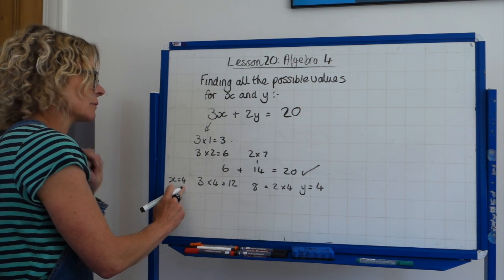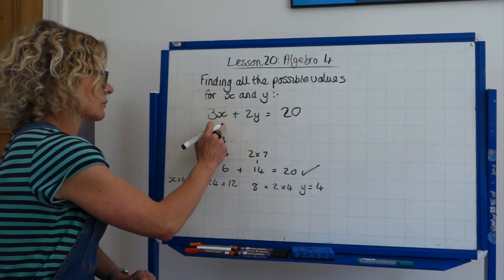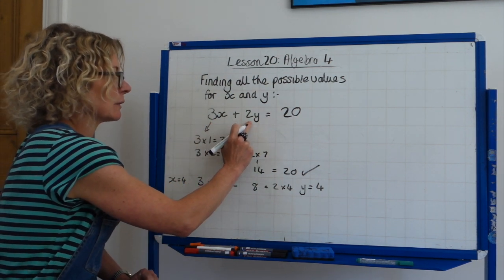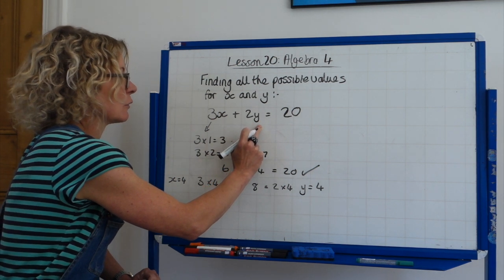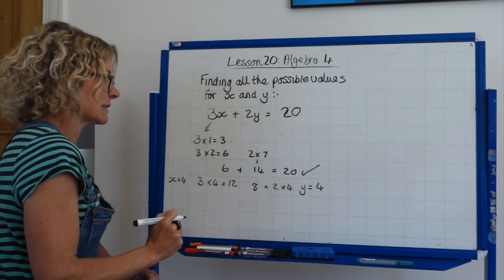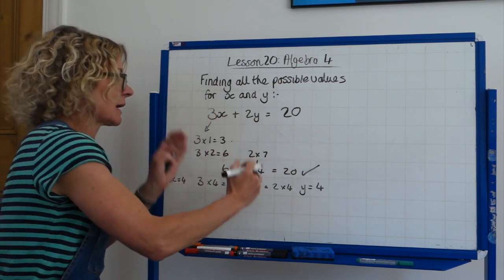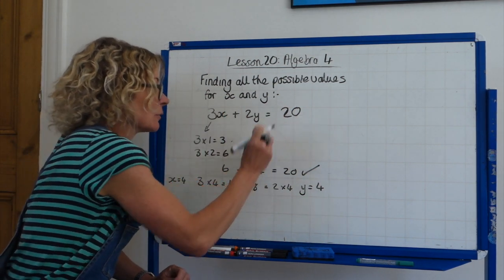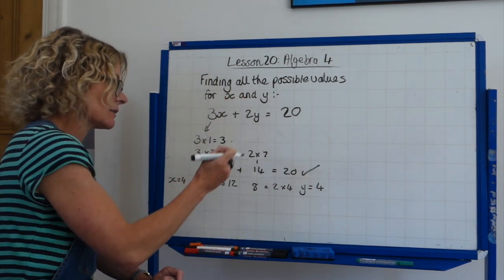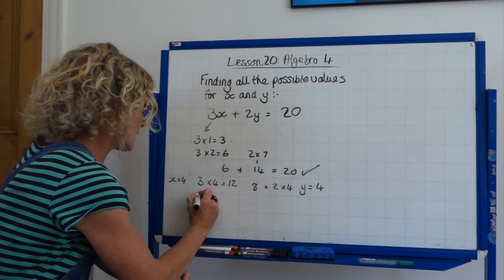So when x equals 4, 3 4s are 12, plus y equaling 4, 2 times 4 is 8, that will equal 20. It's hard work, isn't it? You've got to try to work out both sides of this to equal that. So you really are having to think laterally. So let's go to the next one.